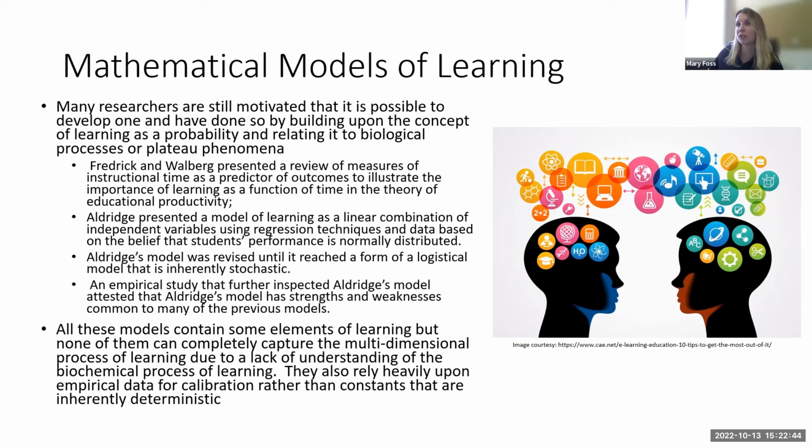So there's a few researchers here, Frederick and Wahlberg, Aldridge, empirical studies, and all of these models, they really do contain some elements of learning, but none of them can completely capture the multi-dimensional process of learning due to that lack of understanding of that biochemical and neurological response of learning. Most of them rely upon empirical data for calibration rather than constants that are inherently deterministic.